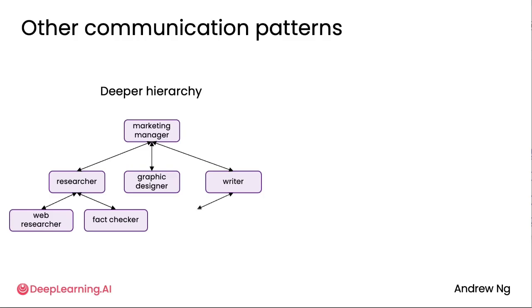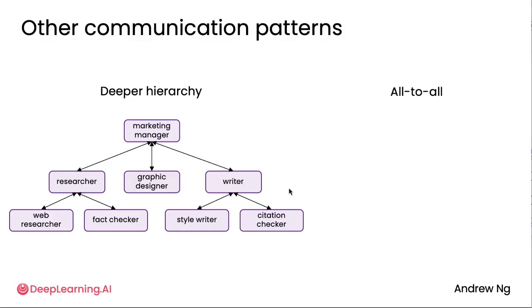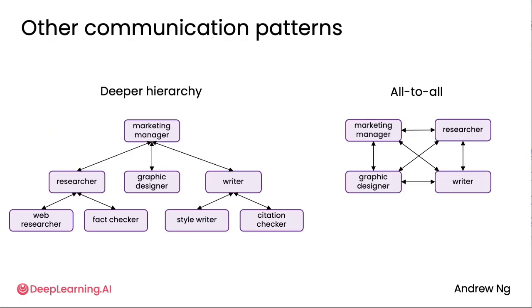Maybe the graphic designer just works by themselves, whereas the writer has an initial style writer and a citation checker. So this would be a hierarchical organization of agents in which some agents might themselves call other sub-agents. I also see this used in some applications, but this is much more complex than a one-level hierarchy, so it's used less often today. And then one final pattern that is quite challenging to execute, but I see a few experimental projects use it, is the all-to-all communication pattern.